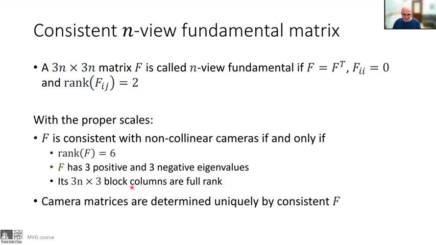If F is consistent, then the camera matrices are determined uniquely. I can use F to determine all the cameras. Is this clear? So these are algebraic conditions that tell you that F is consistent. And now the next thing is that given measurements, given F's that are inconsistent, we will use averaging to make them consistent and therefore determine the camera matrices.